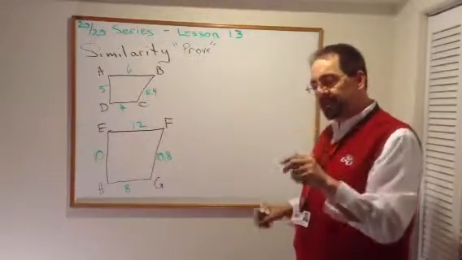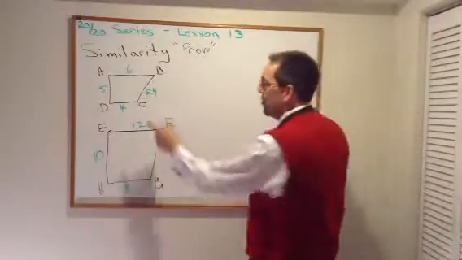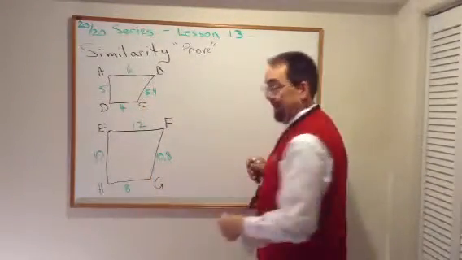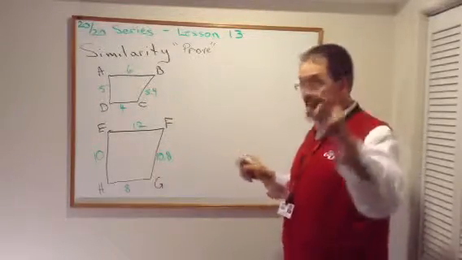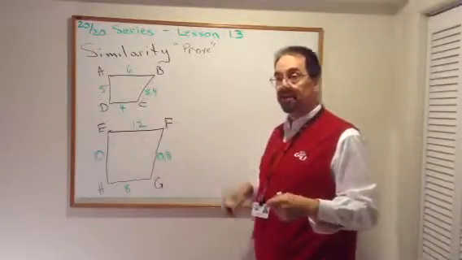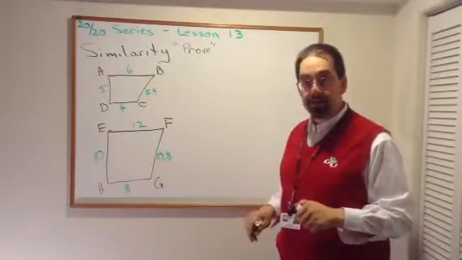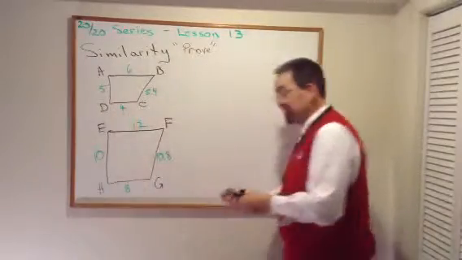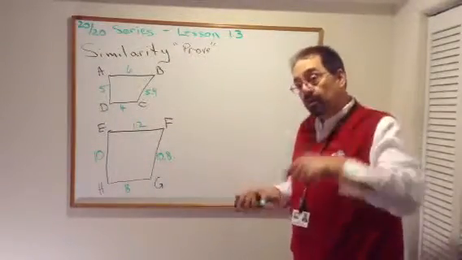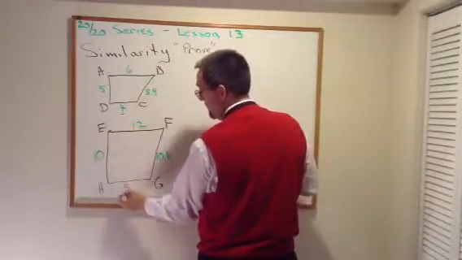Well, if you remember last time, the key was the corresponding parts. Which side goes to which side, and then if we could show that the proportion or the ratio was the same for each of those sides, then we could say that these two shapes are indeed similar. So let's start with the corresponding parts. I always start with either the shortest side or the longest side. Let's do the shortest side first.